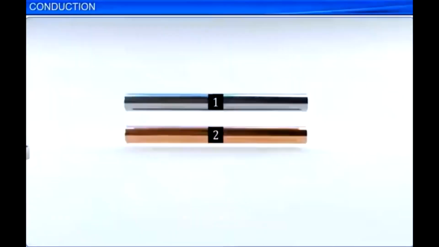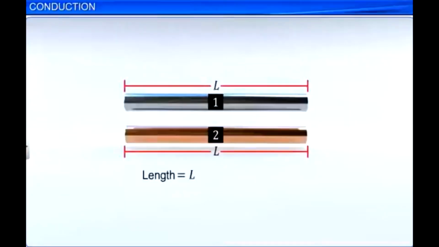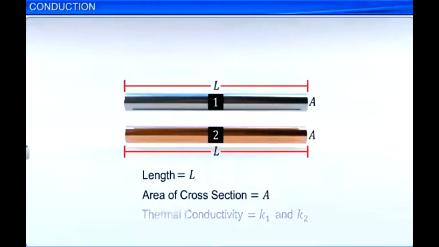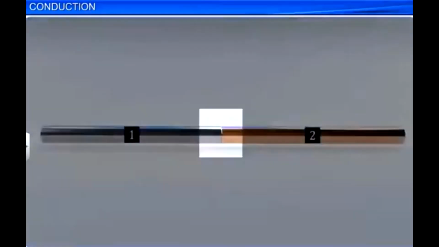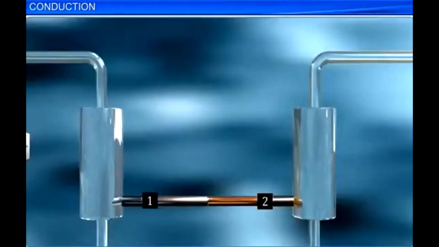Now consider two bars each of length L and a cross-sectional area A. The bars, made of different materials of thermal conductivity K1 and K2 respectively, are soldered end to end, and the free ends are maintained at two different temperatures, T1 and T2, with T1 greater than T2.